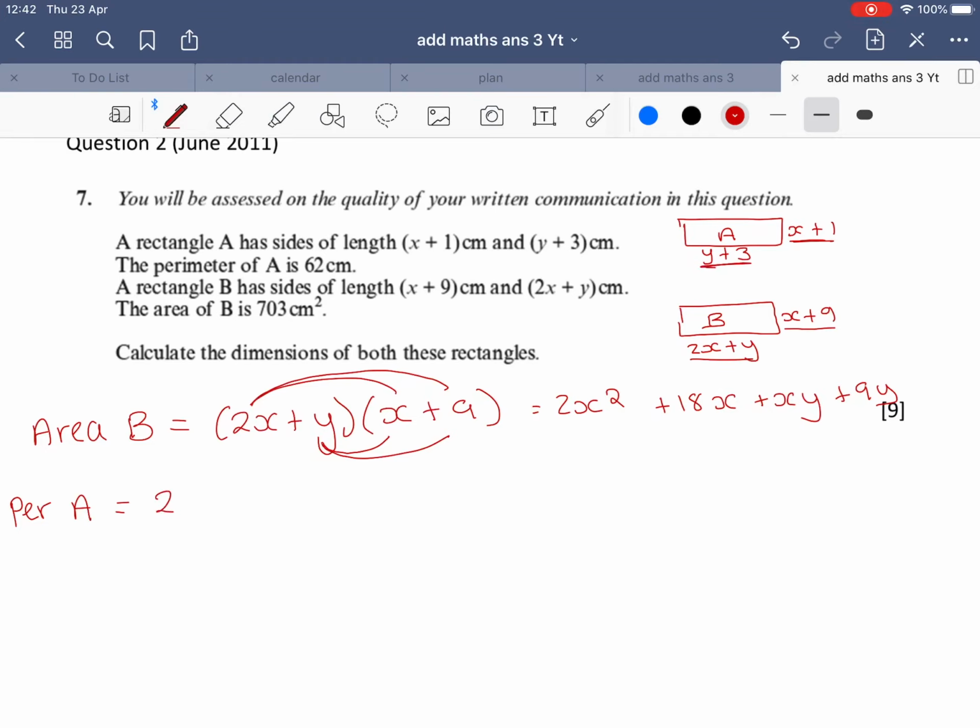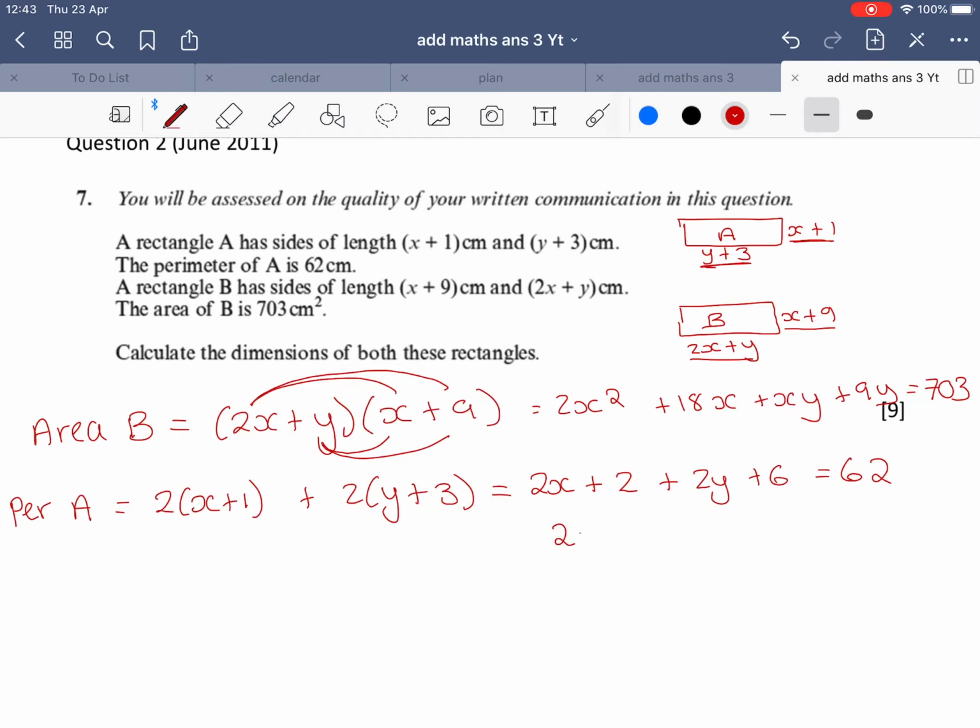So I want 2 lots of this, add 2 lots of this. So I want 2 lots of x plus 1 plus 2 lots of y plus 3. And that equals, oh yes, the top one also equals 703, doesn't it? So let's expand it. So we've got 2x plus 2, add 2y plus 6, and this equals 62.